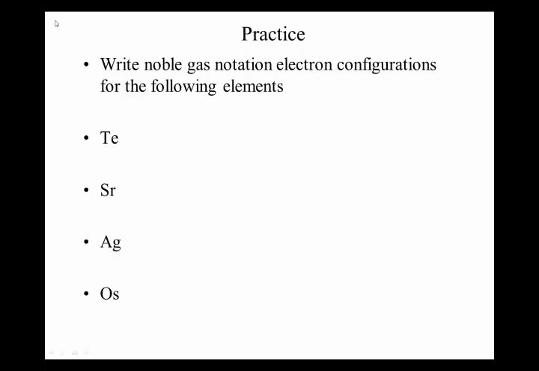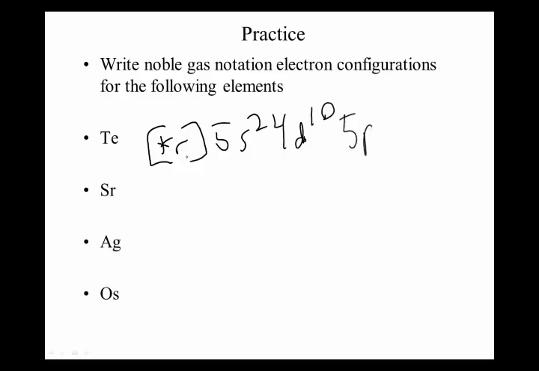So, tellurium, number 52. The previous noble gas is krypton. After krypton, we go to 5s2, right? Then 4d10. And then finally, it's just below selenium, so it's going to be 5p5. Nope, not 5. 5p4. It's 4 blocks from the left of the p block. Strontium. Nice and easy. Previous noble gas, krypton. It's the second element in the 5s block, 5s2.